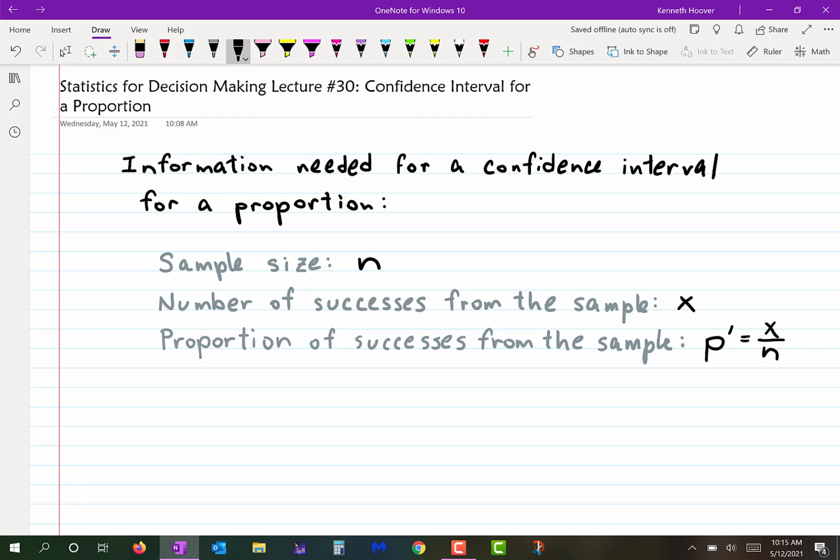Okay, now, depending upon the way a question is worded, they might tell you this number in the question, and in that case, you would not need to know x. The thing that we need to know is p prime. Okay, you use x and n to find p prime, but if they tell you p prime directly, then there's no need for you to know x. We will still need n.